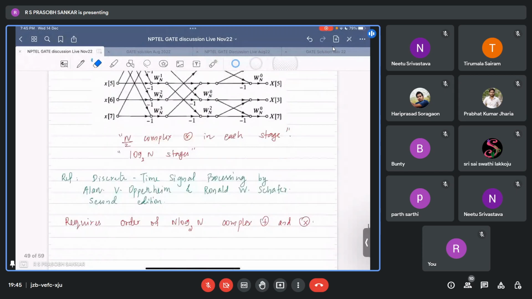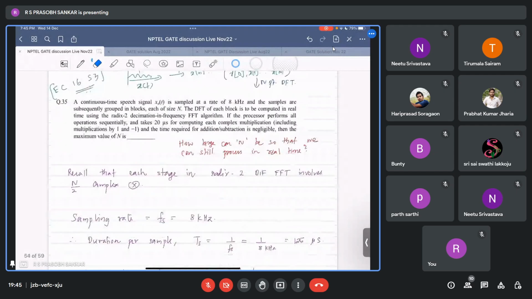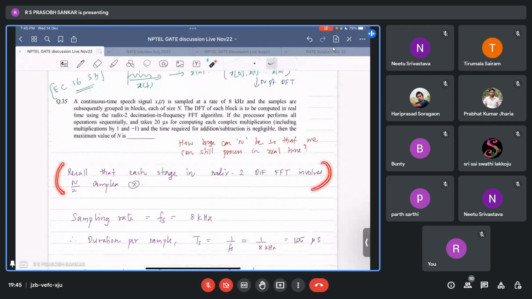So that is clear, right? In each stage, we need N by 2 complex multiplications. In addition, there will be a few more multiplications with 1 and minus 1, and there will be some additions. It is given that this 20 already contains the time taken for these small multiplications, and the time for additions and all that can be neglected. We basically need to only find how much time it takes to do these N by 2 complex multiplications in each stage. That's the idea. So it's okay till now, right?